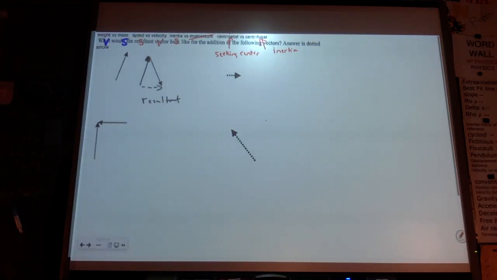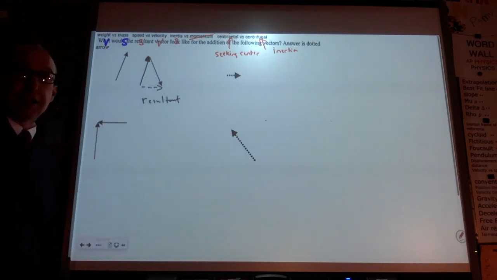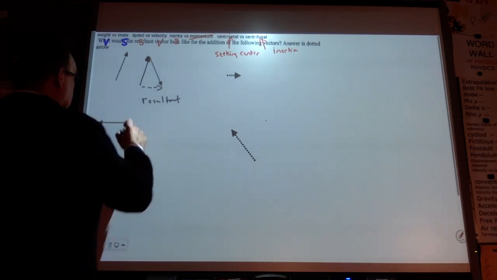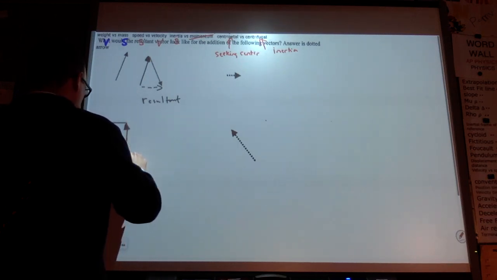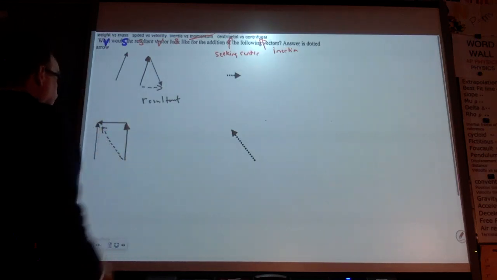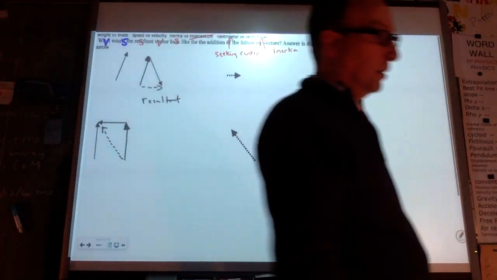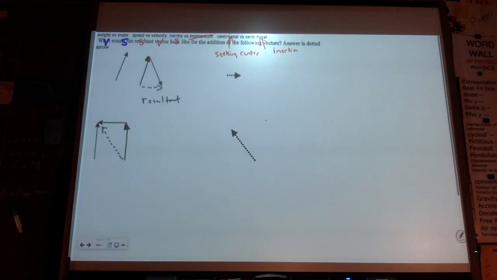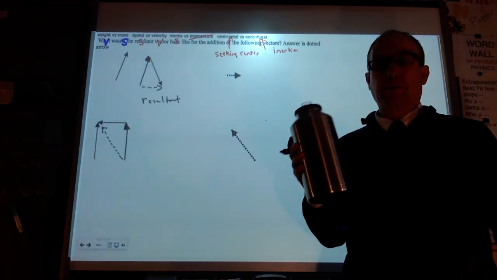I can do the same thing here. In this one, I'll move this one horizontally, not changing its length or the direction that it's pointed. And then my resultant is where the first one starts to where the last one ends. So that's our tip to tail or head to tail method, with the back of the arrow being the tail and the front of the arrow being the head or the tip.